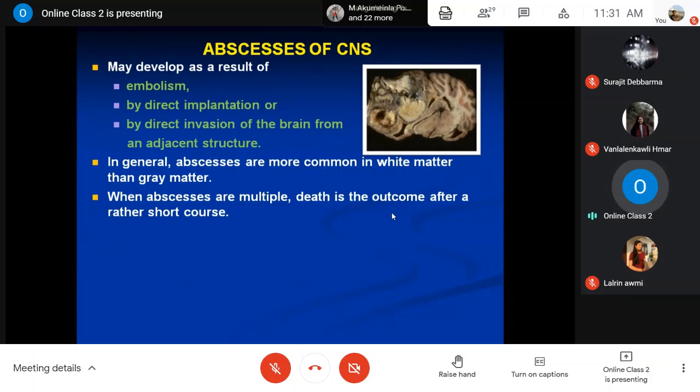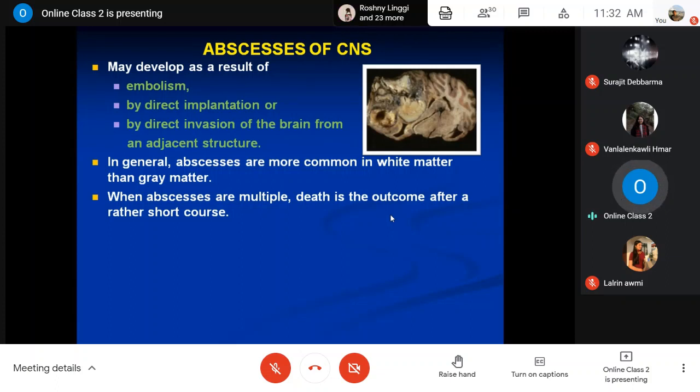Then abscesses in the central nervous system. These abscesses develop as a result of other pathological conditions, such as embolism, direct implantation, or direct invasion of the brain from an adjacent structure. In any case of suppurative inflammatory reaction or abscess formation, always remember that there is mainly a pathogenic bacterial organism involved, some pus-forming organism.